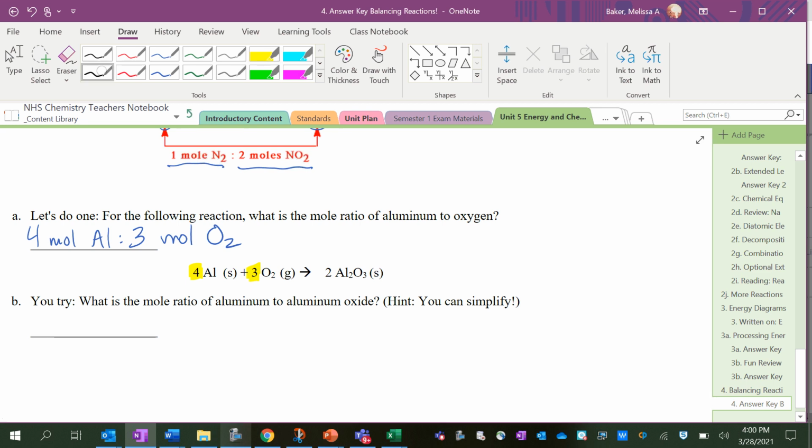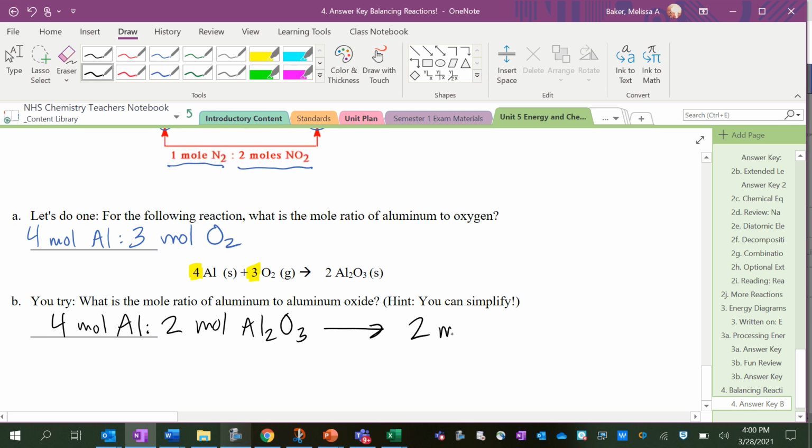You try. What's the mole ratio of aluminum to aluminum oxide? 4 moles of aluminum produce 2 moles of aluminum oxide, which then we definitely want to simplify. Divide both by 2. 2 moles of aluminum produce 1 mole of aluminum oxide, and that would be our final answer.